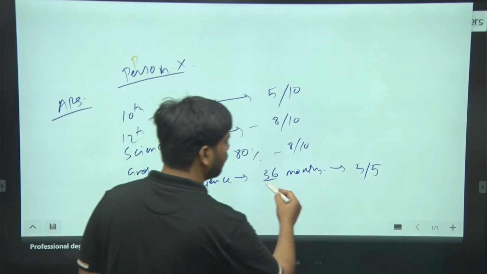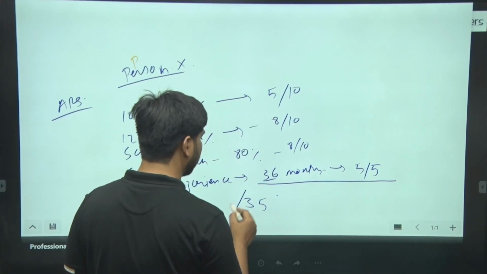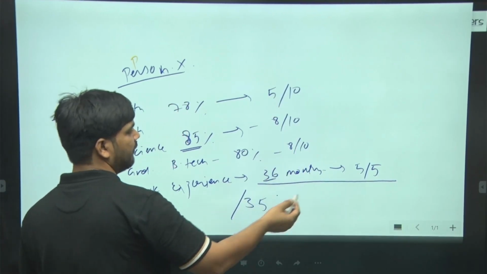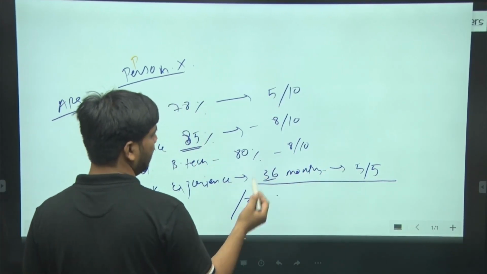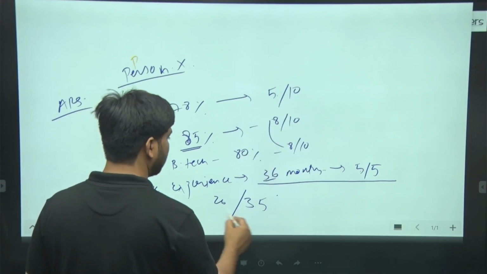Now let's calculate out of 35 points, how much is he getting? 8, 16 and 5, 21 and 5, 26. Again, 5, 5, 10 and 16, 26 points, 26 on 35.